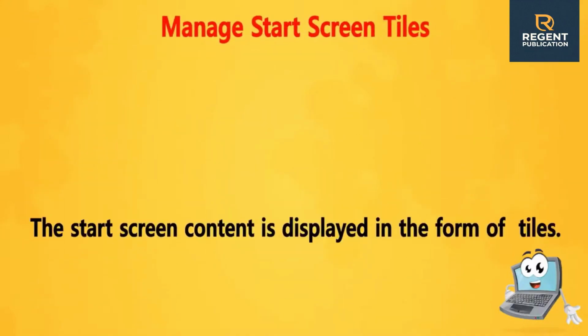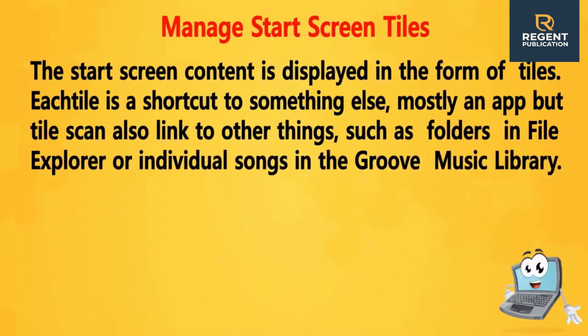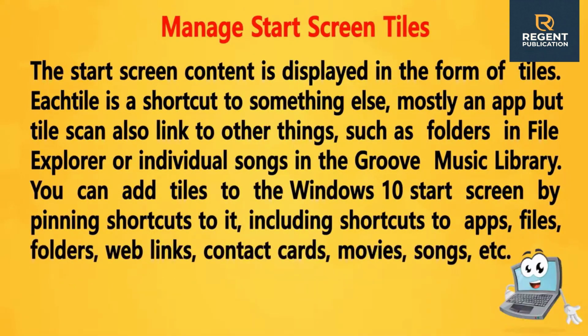Manage Start Screen Tiles. The Start Screen content is displayed in the form of tiles. Each tile is a shortcut to something else. Mostly an app, tiles can also link to other things, such as folders in File Explorer or individual songs in the Groove Music Library. You can add tiles to the Windows 10 Start screen by pinning shortcuts to it, including shortcuts to apps, files, folders, web links, contact cards, movies, songs, etc.